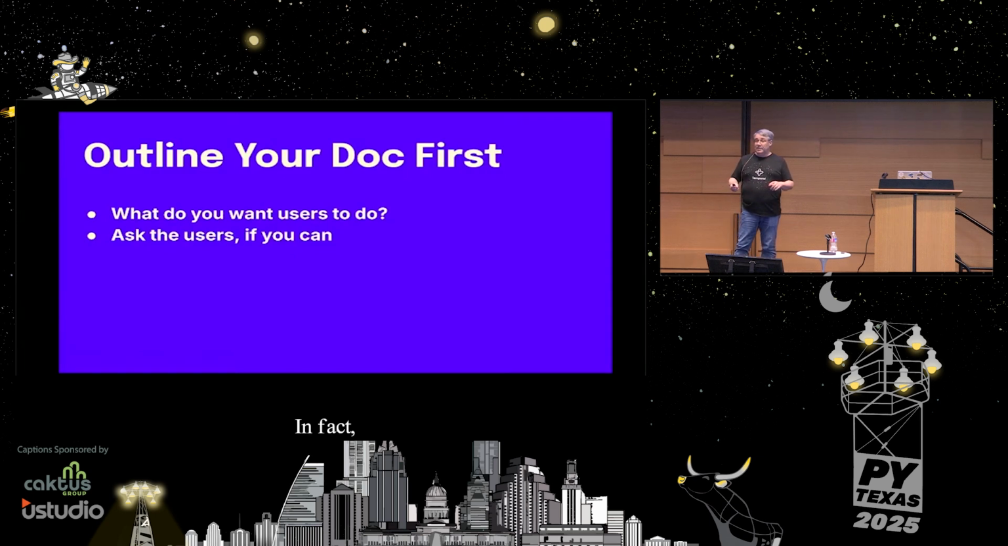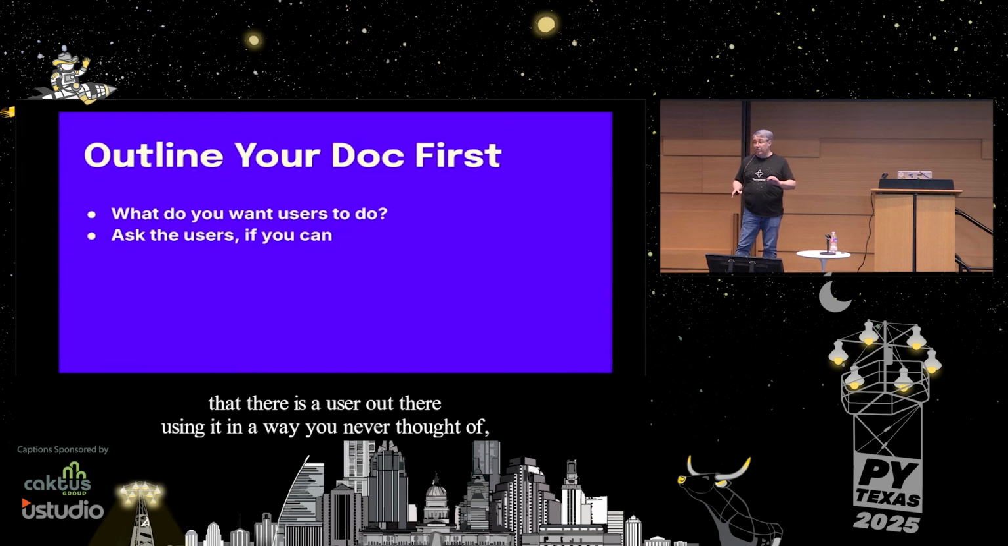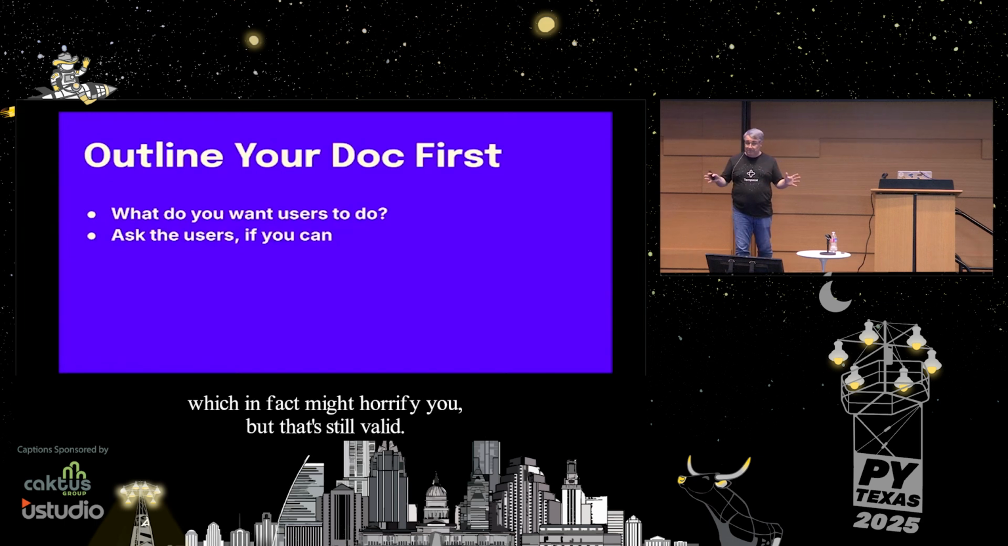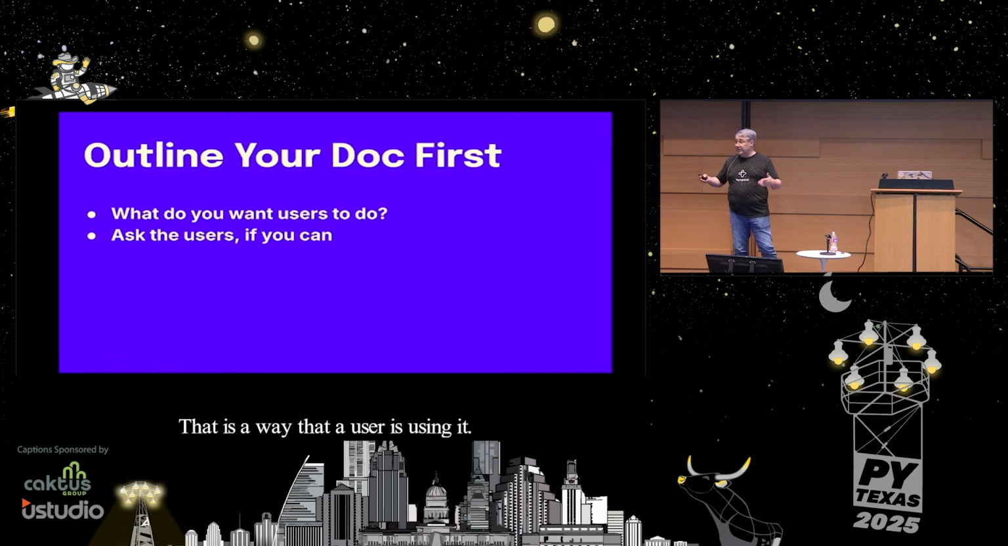In fact, if anybody here has a product with more than, say, 10 users, I can pretty much guarantee that there is a user out there using it in a way you never thought of, which in fact might horrify you. But that's still valid. That is a way that a user is using it. So if your users exist in the world, you can go and ask them.